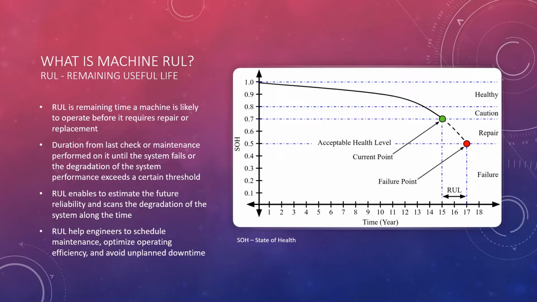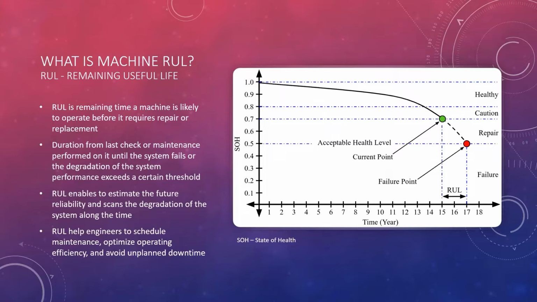Specifically, you can state it as the remaining time a machine is likely to operate before it requires repair or replacement. If you look at the graph on the right side, on one axis you have time. In this specific case, it will be the number of cycles. It can be years, months, days or hours, depending on the kind of machine that we are looking into. And on the y-axis, you have the health of that specific machine.